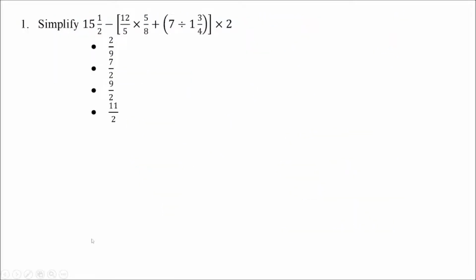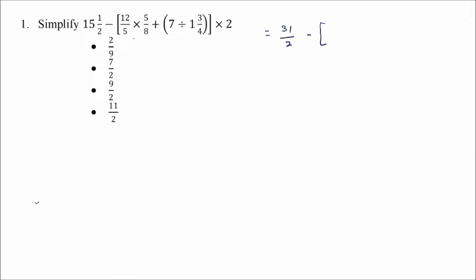So let us solve the second question here. So we have to simplify this. So to simplify this, what is the method or trick, we can say, here? We have to calculate first the operations inside the bracket. So let us solve this here. 15 integer 1 by 2 means 2 into 15 is 30, 30 plus 1, it is 31 upon 2 minus.